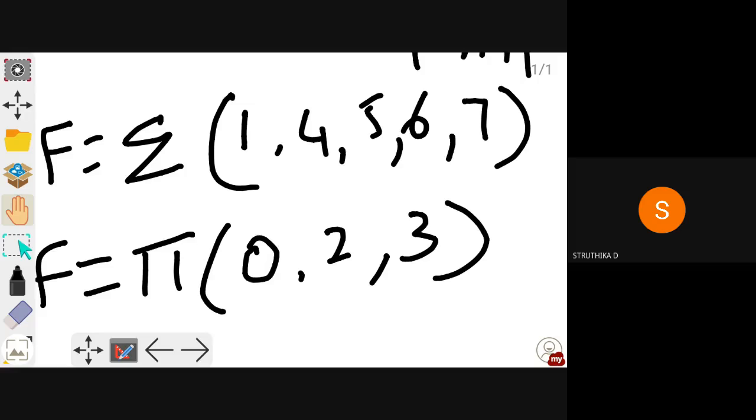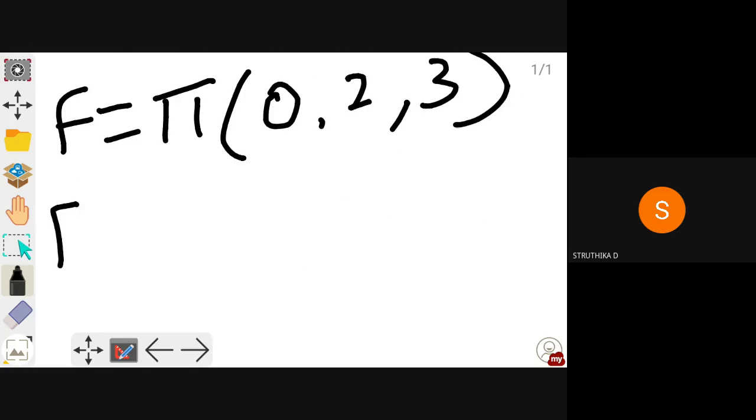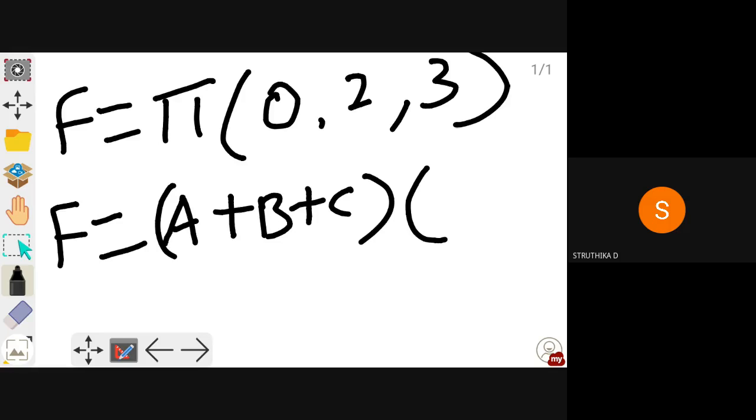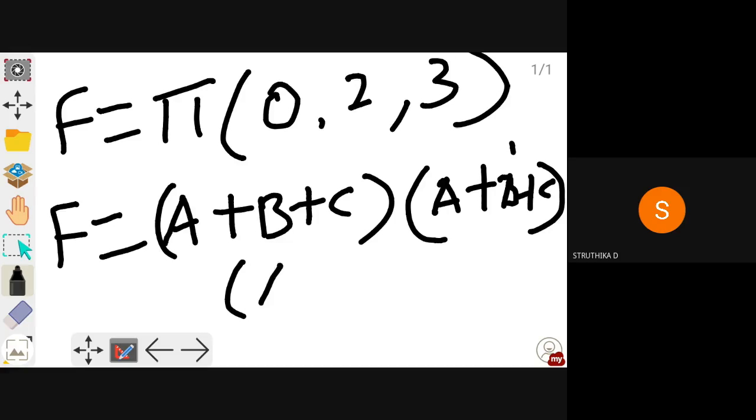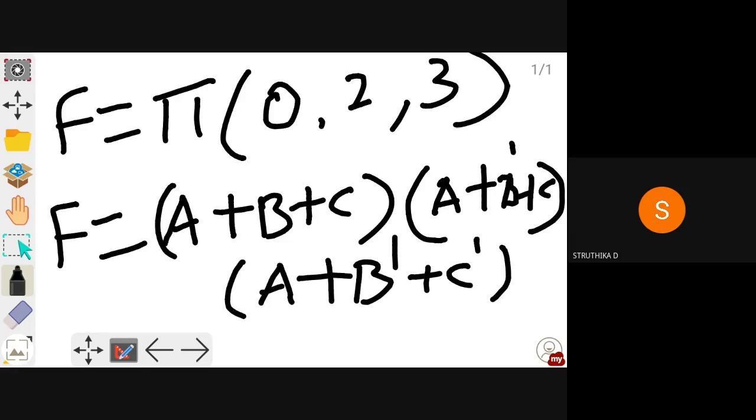If this is in short form, you are going to write this in max terms. So what is the max term of 0? A plus B plus C, into A plus B dash plus C, and then A plus B dash plus C dash. So this is the same expression in terms of product of max terms.